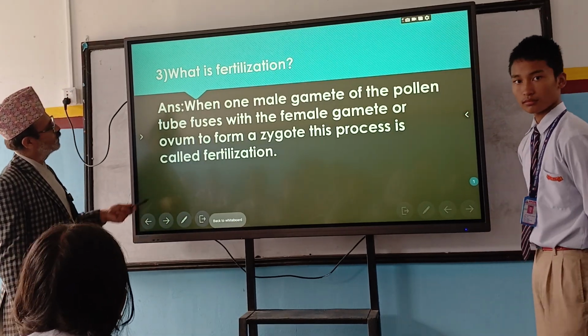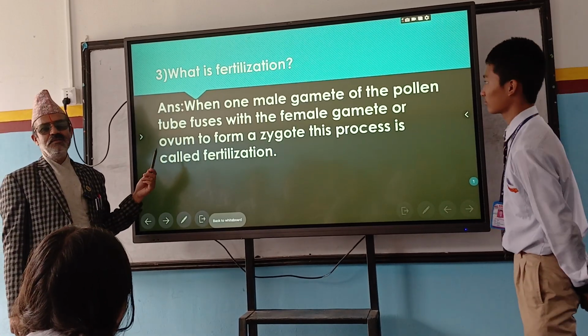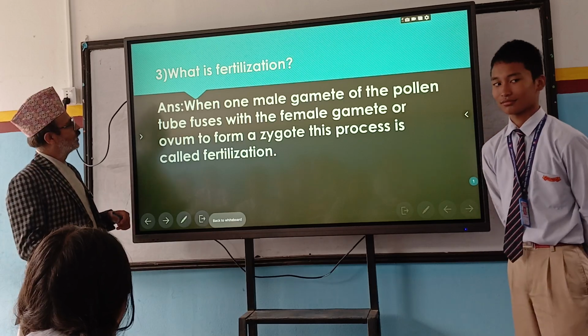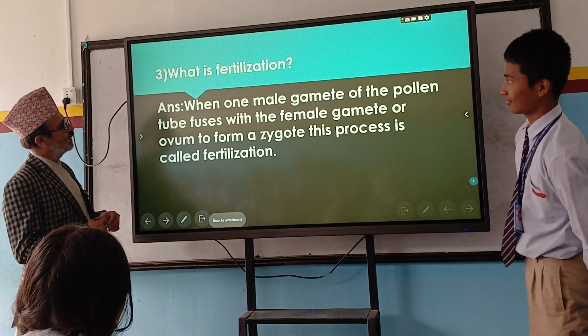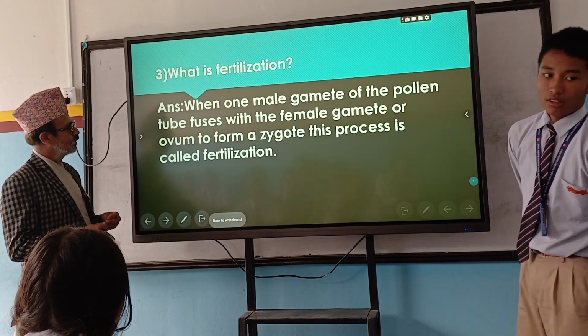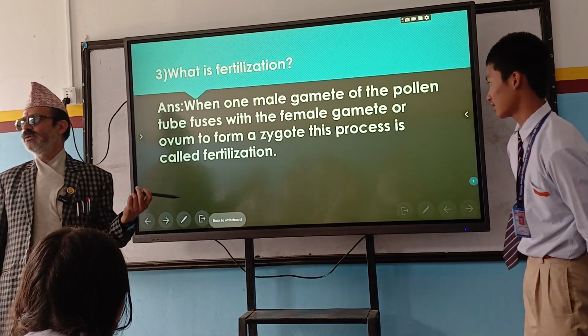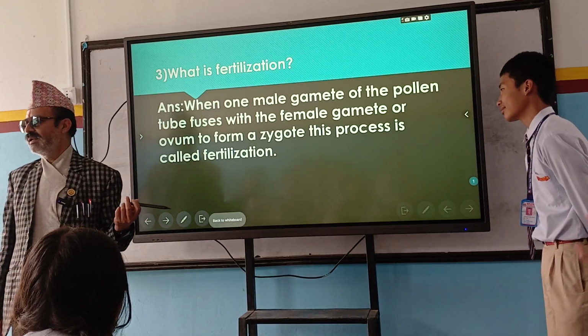What is fertilization? This is only one. For 4 mark question, only one like this. It became very, very weaker type of question. When one male gamete of the pollen tube fuses with the female gamete or ovum, zygote, this process. Very simple. Fertilization is the process of fusion of male gamete and female gamete.